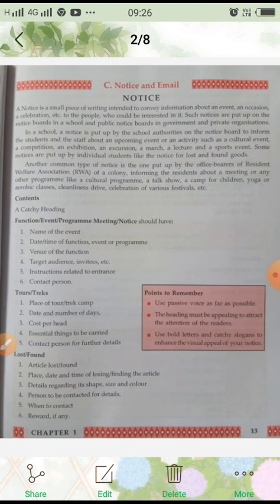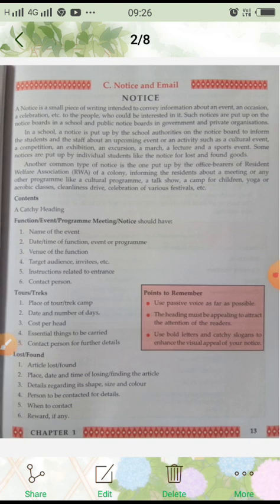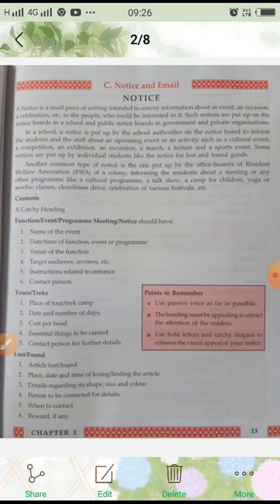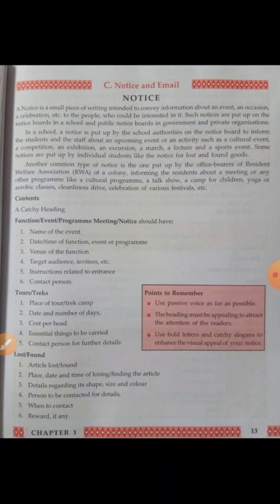Now, what is there in a colony? If any information is to be given to the people who are living in the colony, the residents, now what is a resident? What is the meaning of resident? Resident means the people who have their residence, who have their houses in the colony, if they are to be informed about any kind of meeting or any other program like a cultural program.